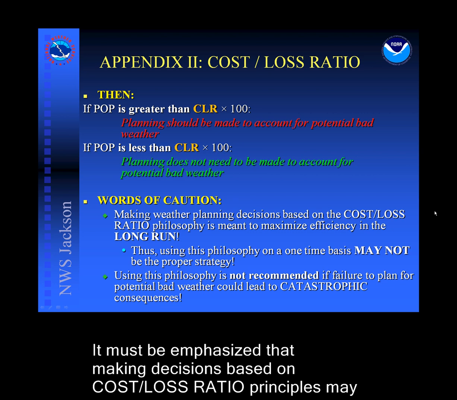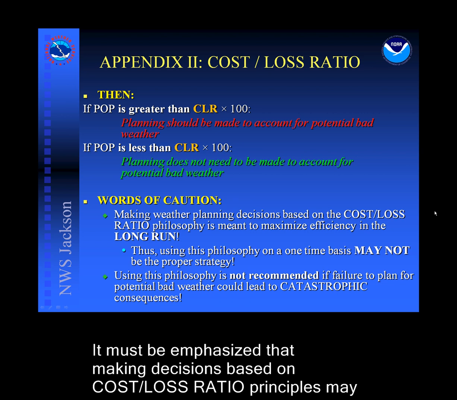So, if the POP is greater than the cost-to-loss ratio times 100, then the cost-loss ratio principles tell you that planning should be made to account for potential bad weather. Conversely, if the POP is less than the cost-to-loss ratio times 100, then planning does not need to be made to account for potential bad weather.